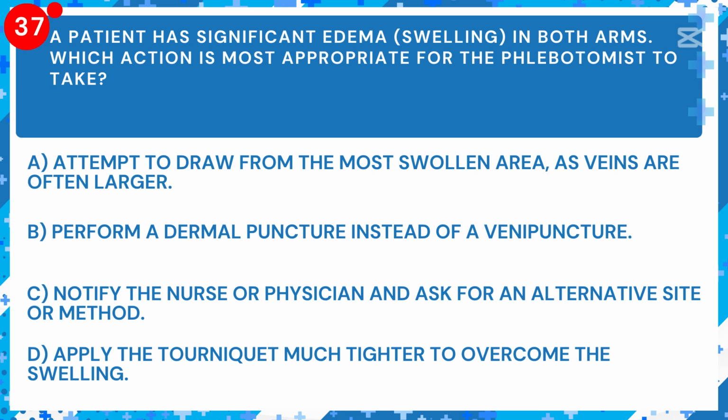Question 37. A patient has significant edema, swelling, in both arms. Which action is most appropriate for the phlebotomist to take? A. Attempt to draw from the most swollen area, as veins are often larger. B. Perform a dermal puncture instead of a venipuncture. C. Notify the nurse or physician and ask for an alternative site or method. D. Apply the tourniquet much tighter to overcome the swelling.